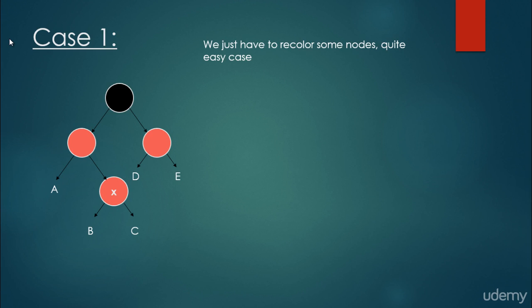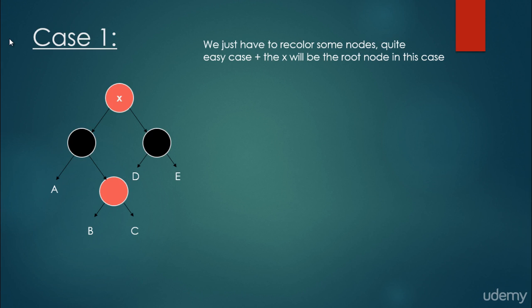It is quite an easy case. We don't have to make any rotations, we just have to recolor. And as we can see, the X is now the root node. Plus the X will be the root node in this case. And why is it important?